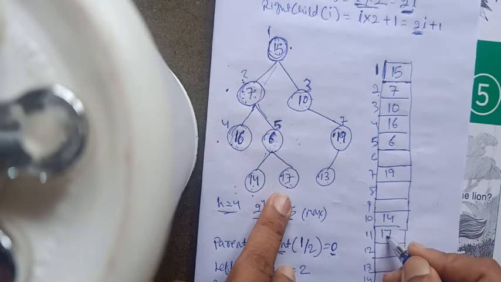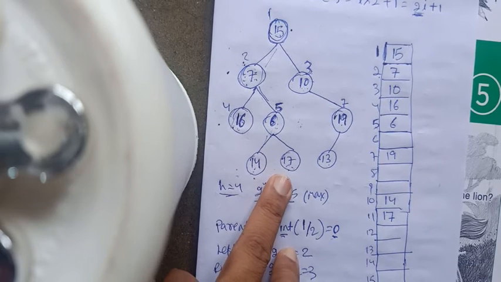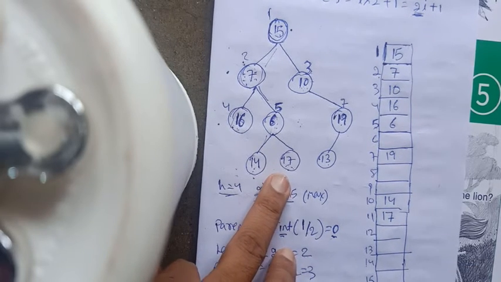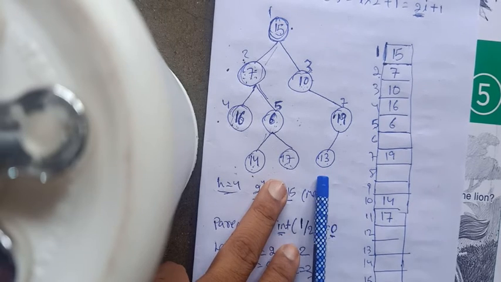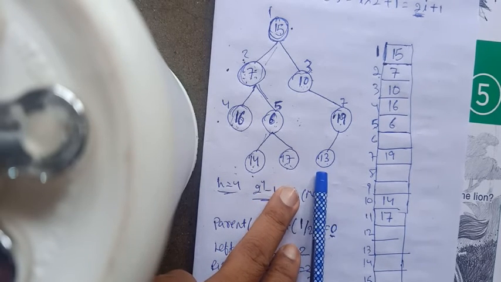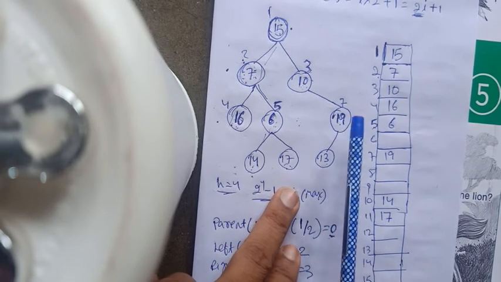So 17 will be stored in 11. Okay. Similarly, what is the index position where I will store 13? So who is parent of 13? Parent of 13 is 19. So what is its index?